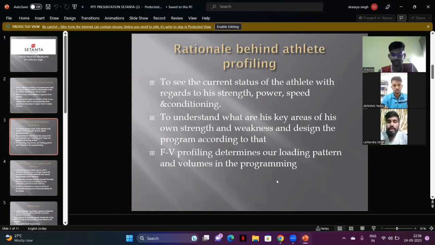What the force velocity curve does, when we profile an athlete with force velocity like we have done with this athlete, is it helps us understand the loading pattern, how we are going to load him in training, because the volume and intensity of any program is totally dependent upon the current status of his fitness. So we have understood his force velocity profile and we are going to load him appropriately during this program.